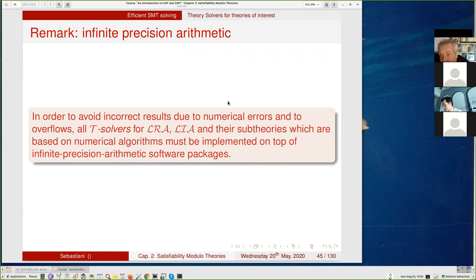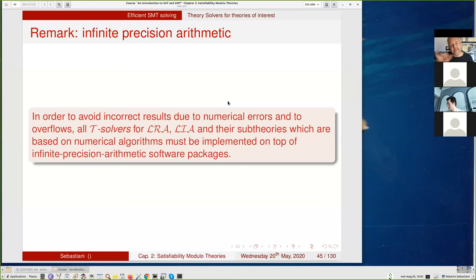Every SMT solver does not work with floating point arithmetic. So the internal representation of the values of the variables, in theories like linear arithmetic or also non-linear arithmetic, is not floating point. They use rationals with infinite precision. There are many packages which can do that. But the idea is that a rational is represented by a pair of two integers.